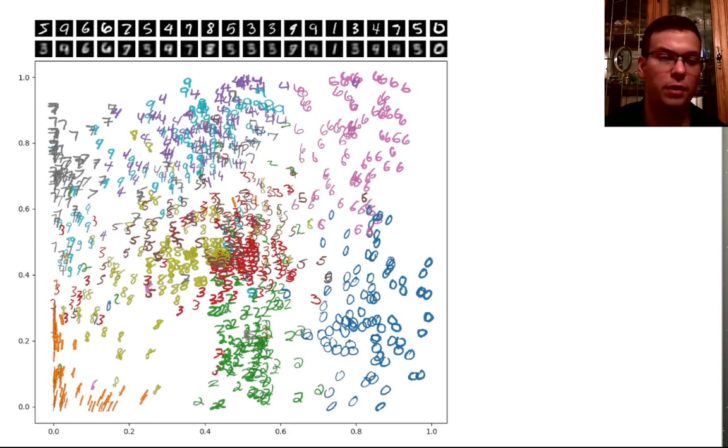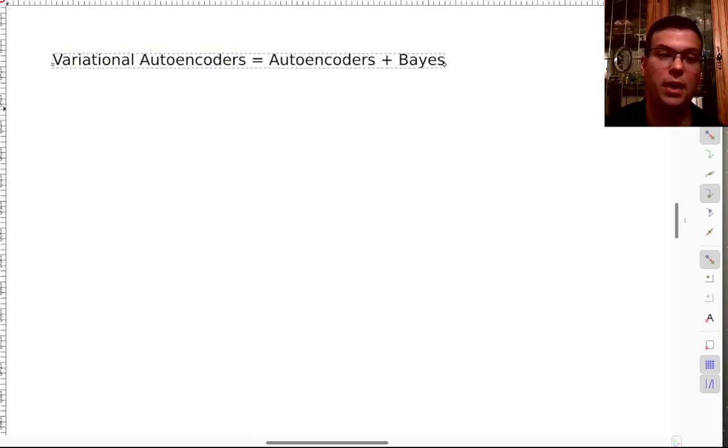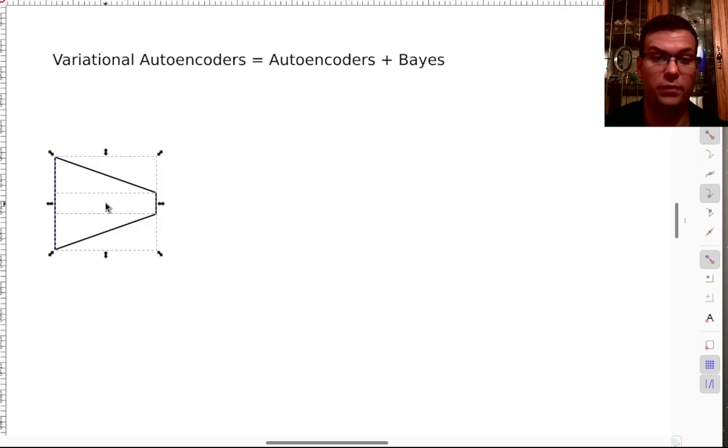So what we're going to do to get more control over our latent space is turn to something called variational autoencoders, which are basically just autoencoders plus Bayes' rule. So now we're going to have some kind of belief over our latent space and also over our variables that we're going to keep track of.